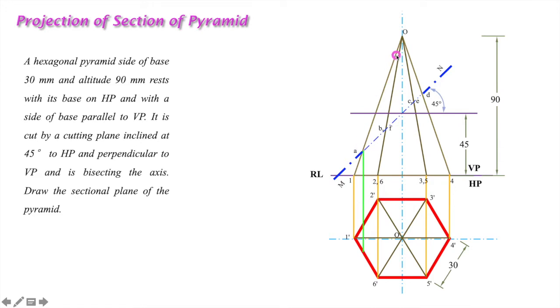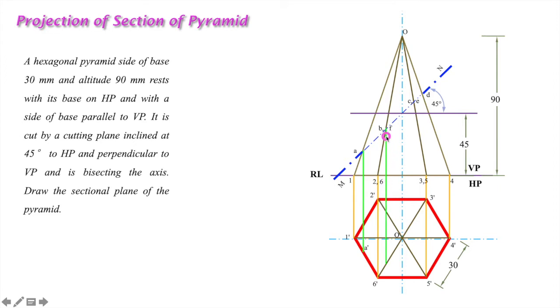As point A lies on 1O, here also the A dash point should lie on 1 dash O dash. So draw the projection and get the intersection point on 1 dash O dash. So this is the point. Let's name this particular point A dash. Similarly, draw the line from B. B lies on 2O, so here the 2 dash O dash line intersects at this point. So it is B dash.